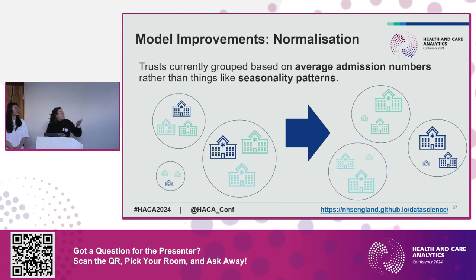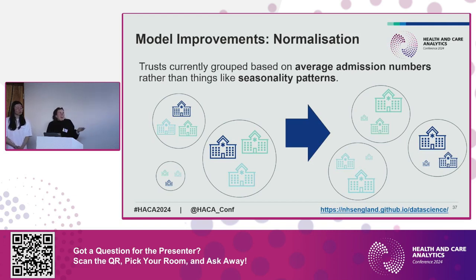The hierarchy in the model at the moment, we group by trust size. So we put all trusts with small numbers of average admissions together, and then larger ones together. This is fine, and we do this because the parameters will be quite different for trusts with different average admissions.